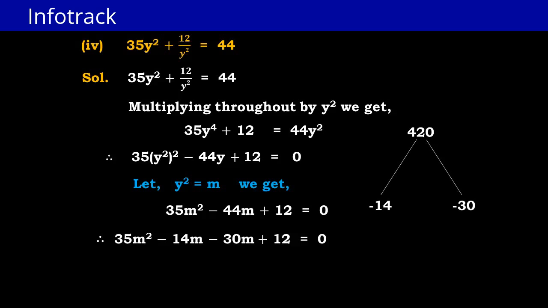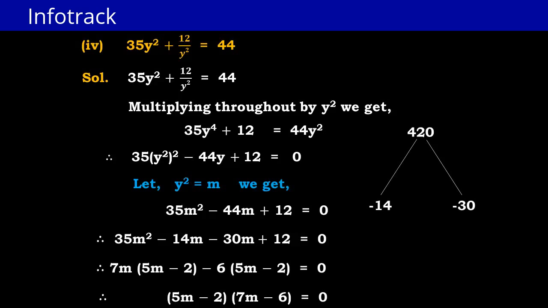Make a group of 2. From the first 2 we can take 7m common, in the bracket 5m − 2. From the next 2 we can take −6 common, in the bracket you get 5m − 2 = 0. Now 5m − 2 is the common bracket. Second bracket will be 7m − 6 = 0.